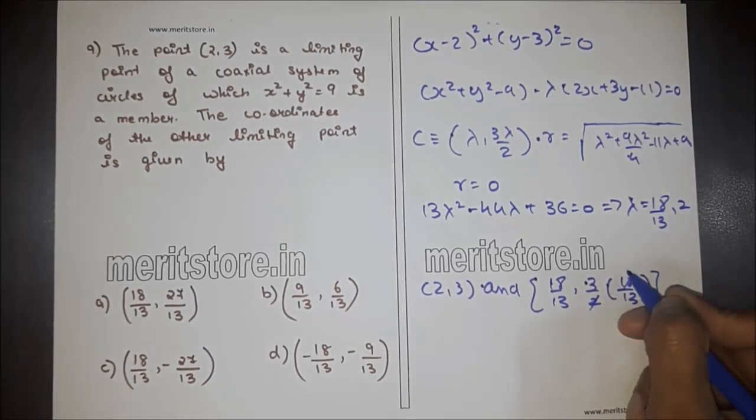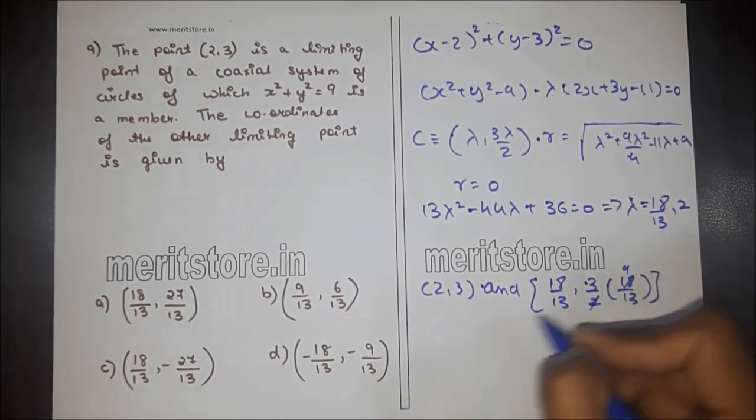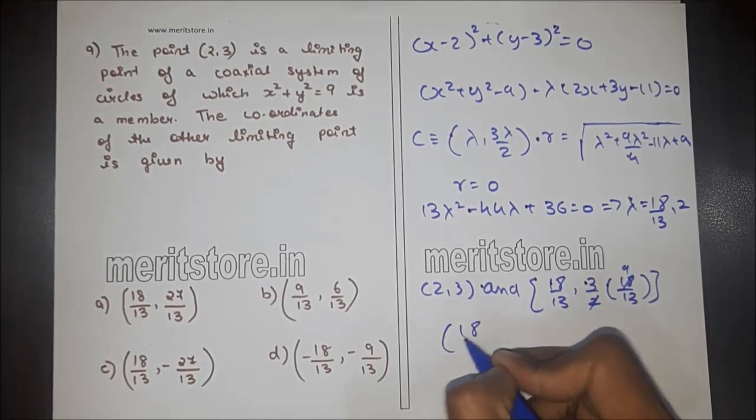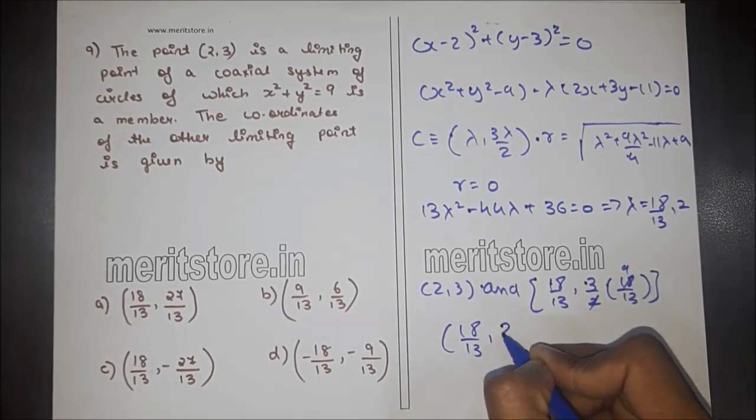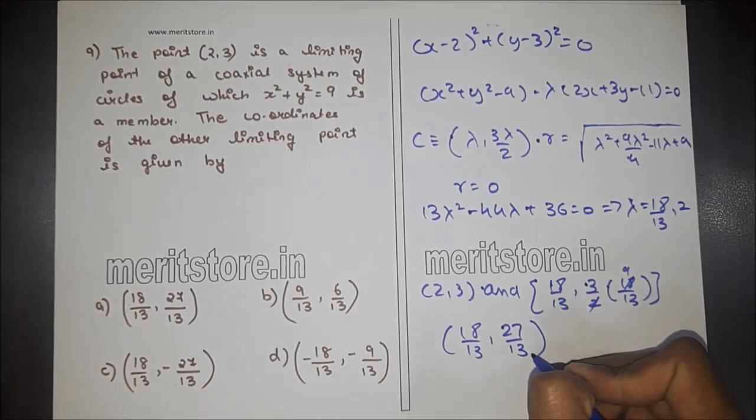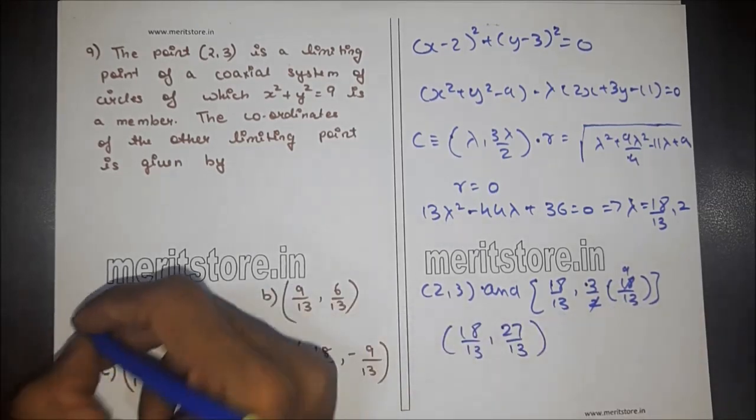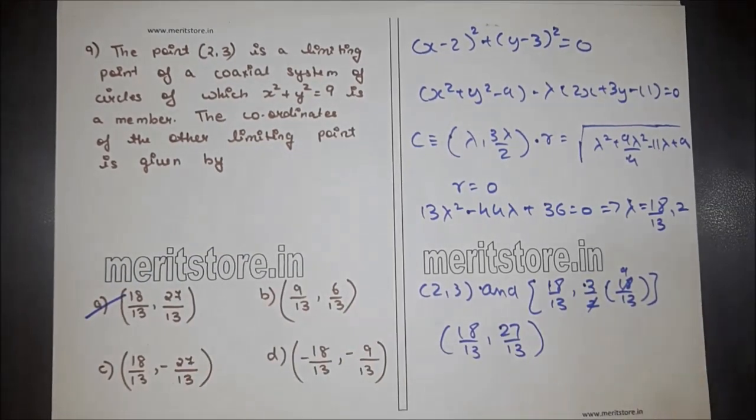When we cancel this and solve this, we get 18 by 3 comma 27 by 13, which is our option A. Therefore option A is the correct answer.